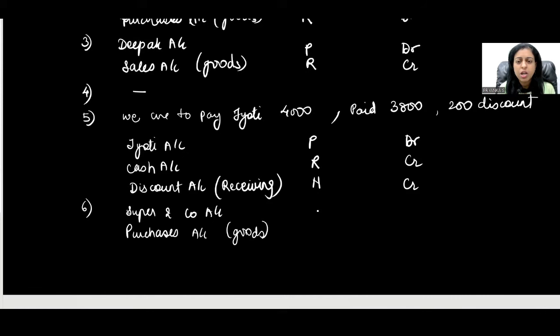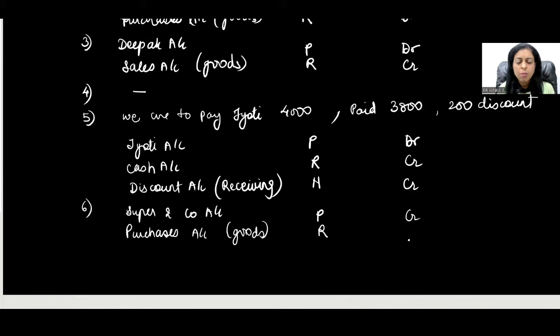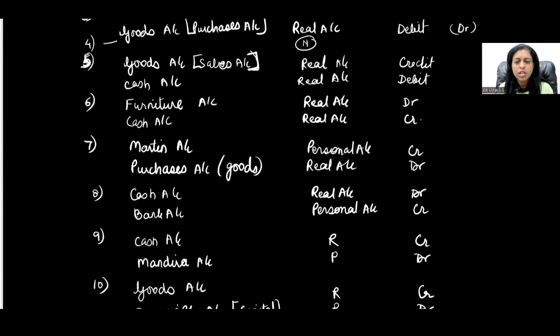So in this case, Super account, personal account, purchases account is real account. Super and Company account, personal account, are they giving or receiving? Debit the receiver, credit the giver. So they are giving us, we are purchasing goods from Super and Company. So credit. Purchases account, goods are coming into the business. So debit. Debit what comes in, credit what goes out, right?